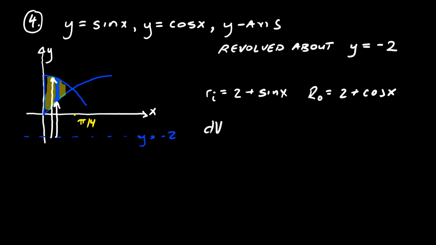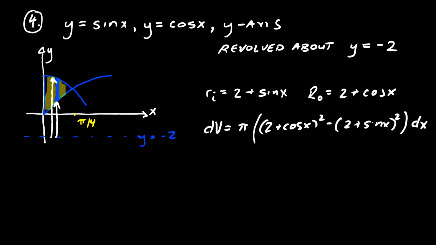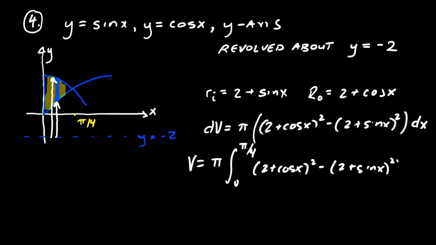I do like to write down dV, what my little slice would have been. It would be pi, and then we'd have the outer radius, which is 2 plus the cosine of x, quantity squared, minus our inner radius, which is 2 plus the sine of x, quantity squared. And all that times our thickness. Again, our thickness is dx. So we don't need a fancy picture here, just some straight up geometry pictures. So our volume will be pi, the integral from 0 to pi over 4, our limits of integration, of our outer radius, 2 plus cosine of x, quantity squared, minus our inner radius, 2 plus sine of x squared dx.